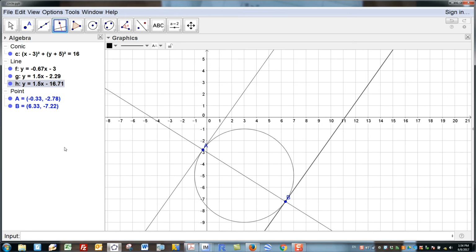Okay, that's the end of the video, and I hope that this is giving you some insight into the use of analytic geometry to study shapes on a coordinate plane.